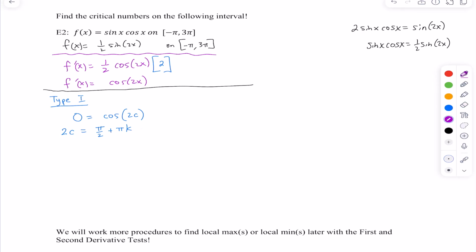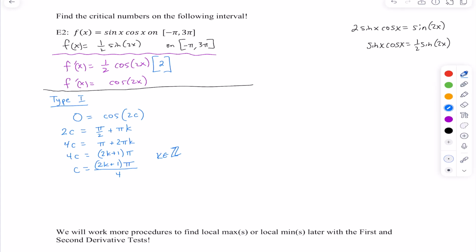Let's solve for c. Let's multiply both sides by 2. And then do some algebra. So it's every odd multiple of pi over 4. Now remember our k values from trigonometry. K is in the set of integers.